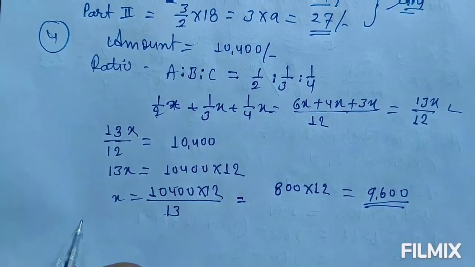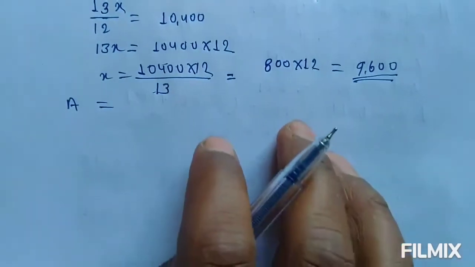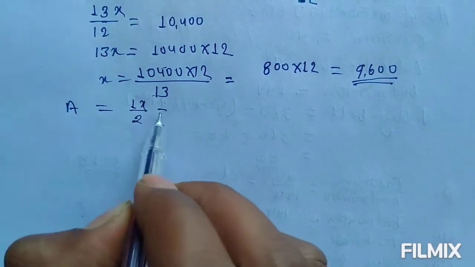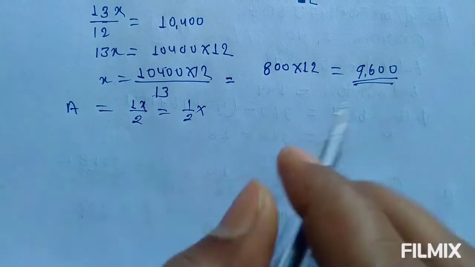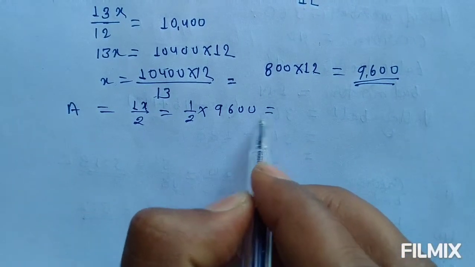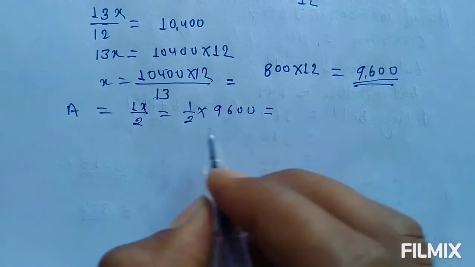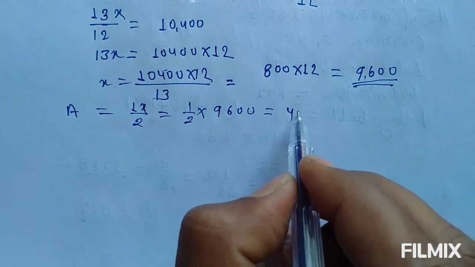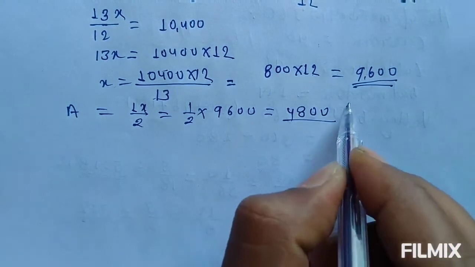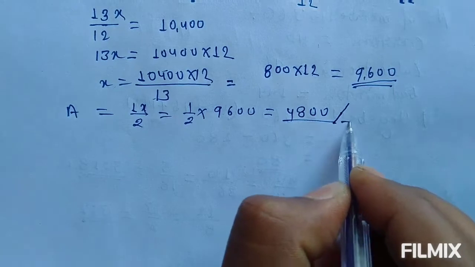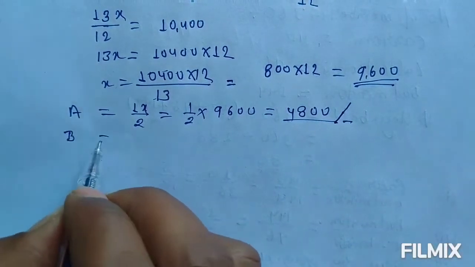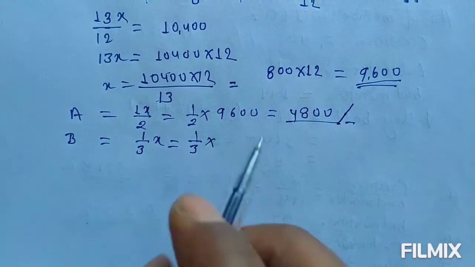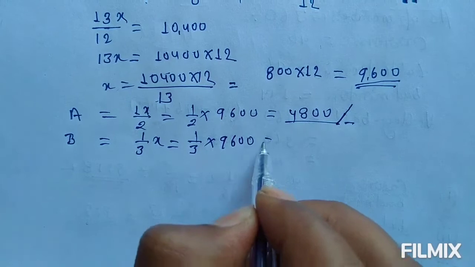Now the part of A. A gets 1/2, means 1x upon 2 equals 1/2 into x. x is 9,600. Divide 9,600 by 2. 2 fours are 8, 1 remains, means 16. So 2 eights are 16, 4,800 rupees is the part of A. Part of B, 1/3x equals 1/3 into 9,600.